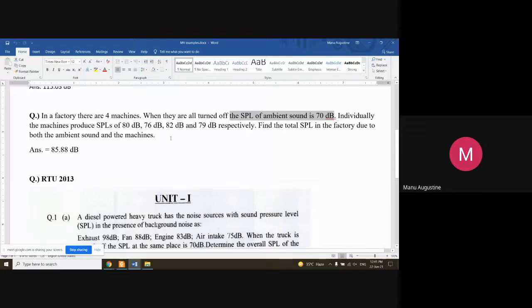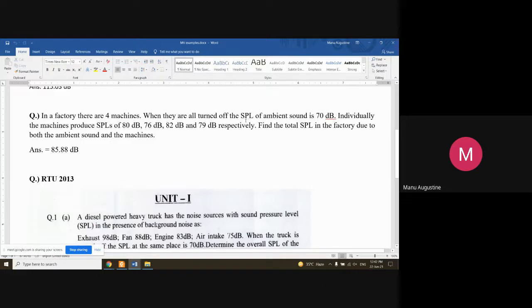Okay, so that means although there are 4 machines and when everything is silent, still there is some ambient noise. Ambient noise means noise from the surroundings. See, even if inside a factory the machines are not working, people will be talking with each other. There will be some hum of some other generator that is placed outside the factory, some electricity producing equipment, some DG set, and vehicles will be running outside on the road. So you cannot ever say that ambient sound is zero.